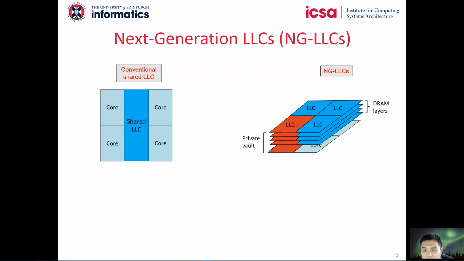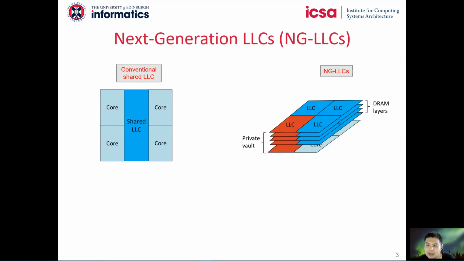So let's take a quick look into conventional shared LLC. In the left picture, it's basically planar based, and the LLC is shared by all cores. And previous work also proposed next-generation LLCs. We refer to them as NG-LLCs in this talk. It can be found in the right picture.